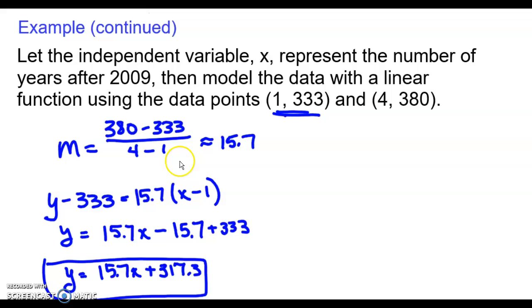First thing, anytime we find the equation of a line, of course, is to find the slope. So the difference of the y's over the difference of the x's, and I got 15.7. Then I'm going to pick one of my points, I just went with the smaller numbers, and plug it into our point-slope equation. So y minus the y coordinate equals m times x minus the x coordinate. Simplifying all that, we come up with this equation here, y equals 15.7x plus 317.3. So what this is telling me is that if x stands for the years since 2009, when I plug that in, my y should tell me what the average monthly costs were.